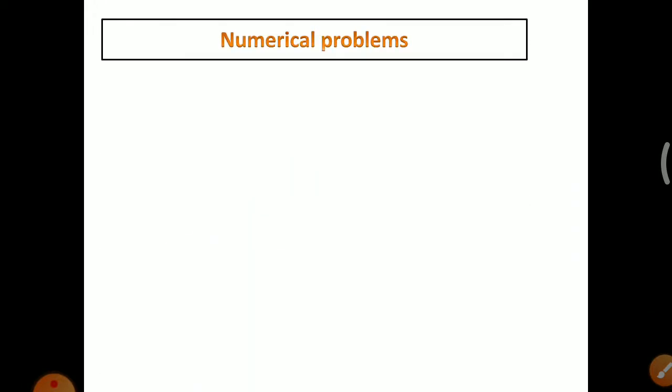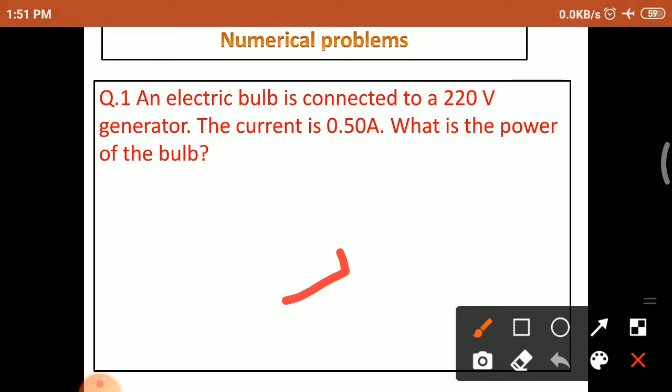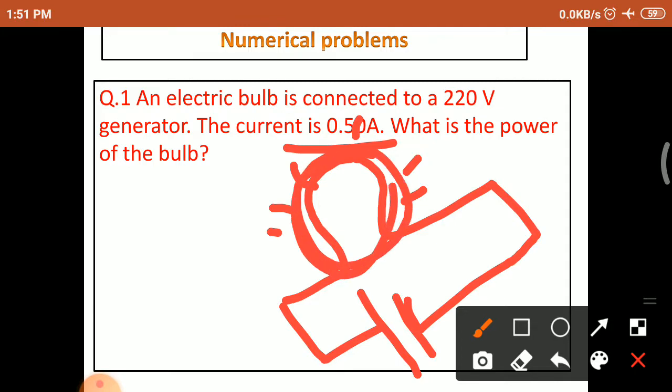The next one, numerical problem. An electric bulb is connected to a 220 volt generator. The current is 0.5 ampere. What is the power of the bulb? Here, the electric bulb is connected to a 220 volt generator and it draws 0.5 ampere current. So what is the power of the bulb?